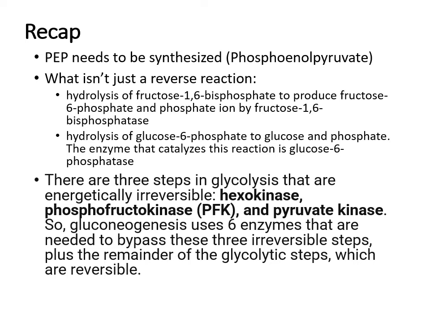So as promised, here's that recap. Like I said, these are the three enzymes, the three steps in glycolysis that are energetically irreversible, which is why we had to emphasize those three beige or yellowish squares and rectangles on the figure, because that shows how gluconeogenesis overcomes the irreversible aspect of those three glycolysis steps.